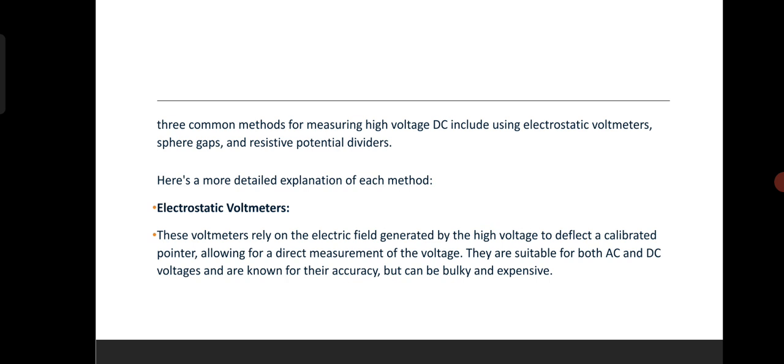Here's a more detailed explanation of each method. Electrostatic voltmeters. These voltmeters rely on the electric field generated by the high voltage to deflect a calibrated pointer, allowing for a direct measurement of the voltage. They are suitable for both AC and DC voltages and are known for their accuracy but can be bulky and expensive.